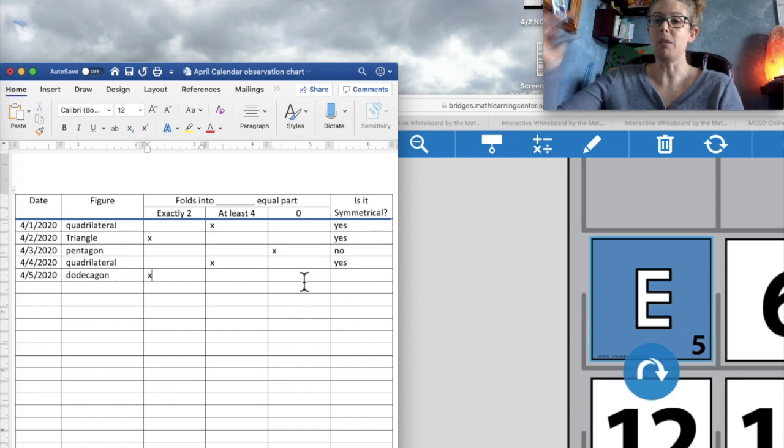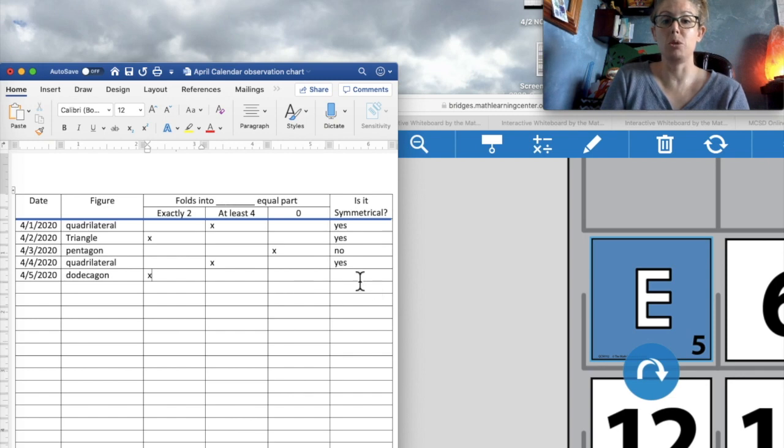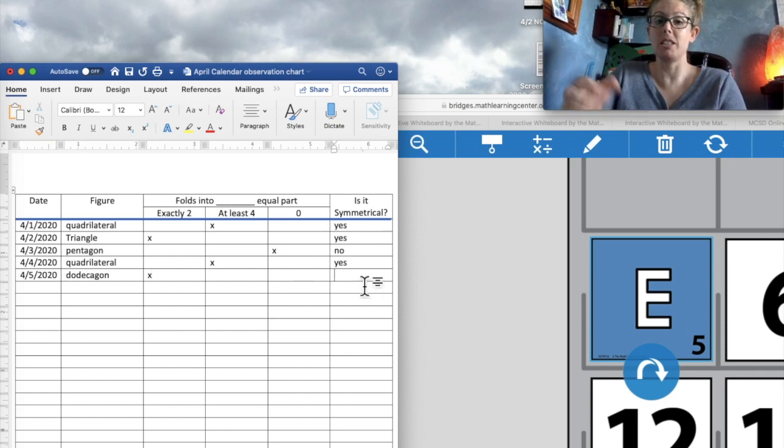Now, knowing that we have those 2 equal parts, is our shape symmetrical? Yes, it is. We do have 2 congruent parts. They match exactly, same size, same shape. So we're going to put a yes in there. Ooh, boys and girls, I'm starting to see a pattern. Yes, yes, no, yes, yes. Ooh, let's see if it still continues later on.